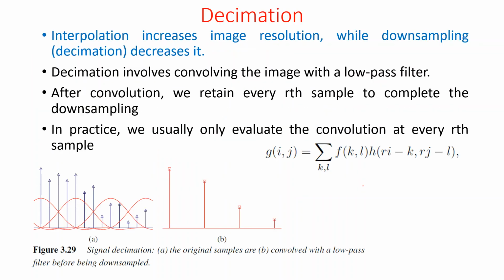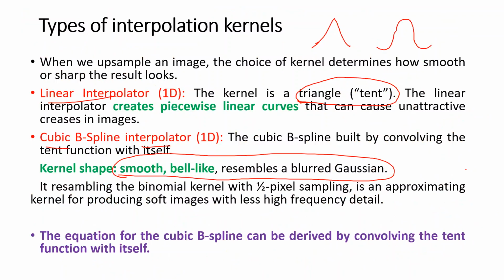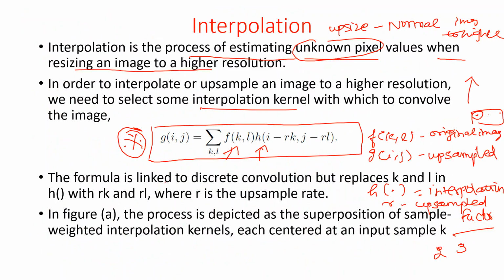Next, we are going to see about decimation. So far we have seen interpolation. In the beginning I said interpolation and decimation are very important parts of the pyramid. Interpolation means upsampling, decimation means downsampling. Interpolation increases the image resolution, while downsampling, decimation, decreases the image resolution. And I hope you remember the previous formula. I have highlighted it, right?